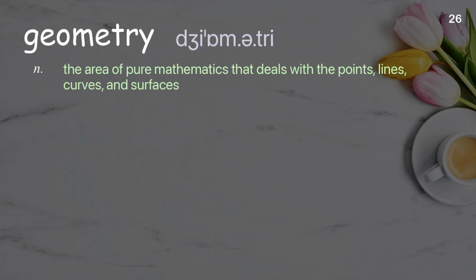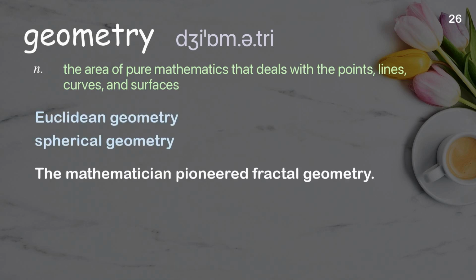Geometry. The area of pure mathematics that deals with the points, lines, curves, and surfaces. Examples: Euclidean geometry. Spherical geometry. The mathematician pioneered fractal geometry.